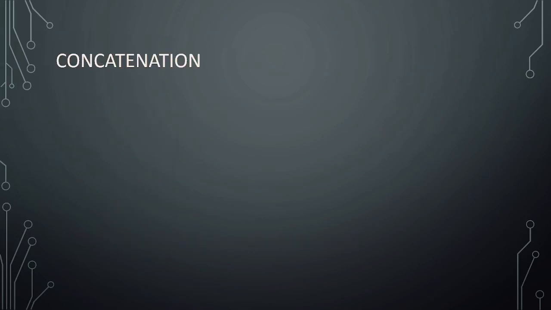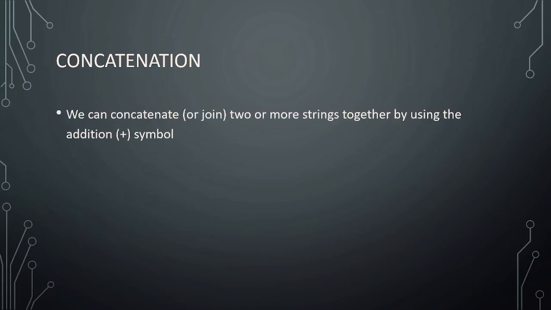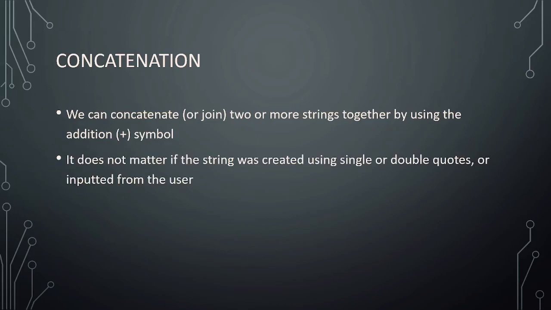Now, concatenation is when we join two or more strings together. We can do this in Python by just using the addition symbol or the plus symbol. And it doesn't matter if you create a string using a single or a double quote, or it was inputted by the user. We can have those mixed strings put together and concatenate them or join them together. But as I said before, it's best practice to try to keep the same quotes throughout your program.